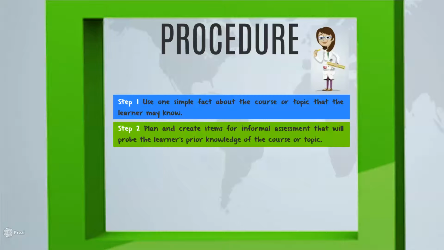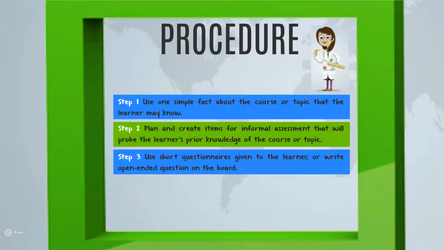Number 3, communicate to the learner verbally that the questions are not tests or quizzes and that the learner is not marked on the assessment. Either use short questionnaires given to the learner or write open-ended questions on the board. Guide the learner to answer the questions briefly in a few sentences. Discuss with the learner that the answers will provide feedback to you in order to adapt the course or topic instructions to successfully provide or deliver content of value.